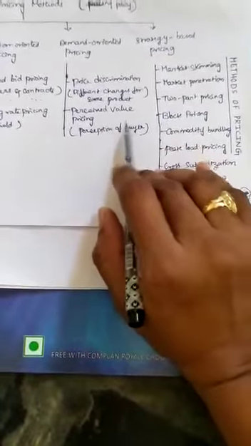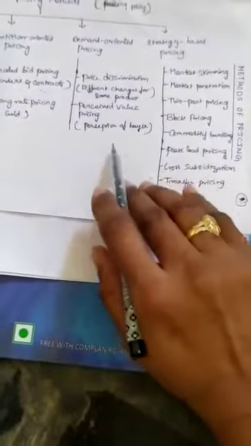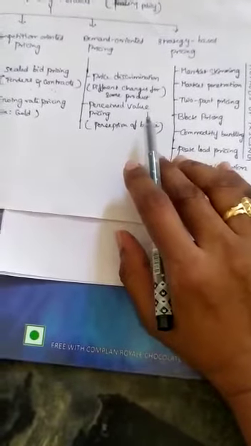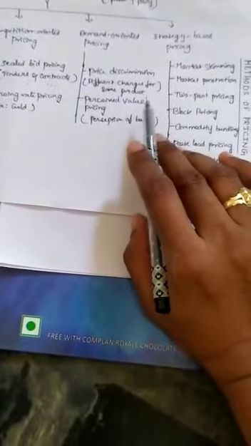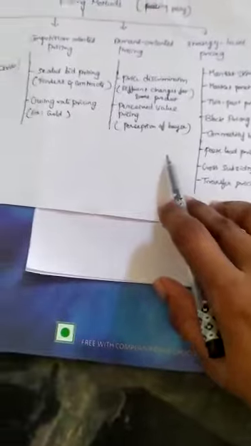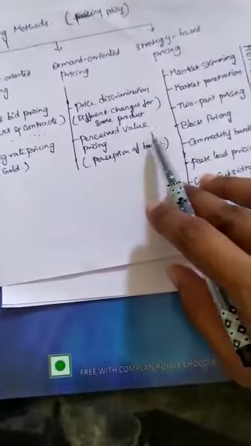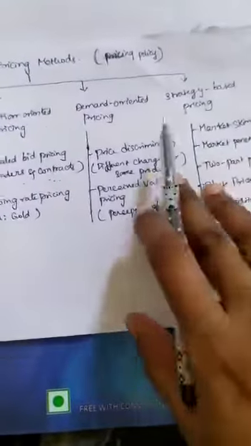Next, perceived value pricing. Perceived value pricing refers to pricing the product on the basis of what the customer is ready to pay for it. Example, it is based on emotions, social and cultural factors. For example, if we go to a restaurant, some may offer cheese pizzas, some may offer veg pizza, margherita pizzas, paneer pizzas, like that. The cost may be different.